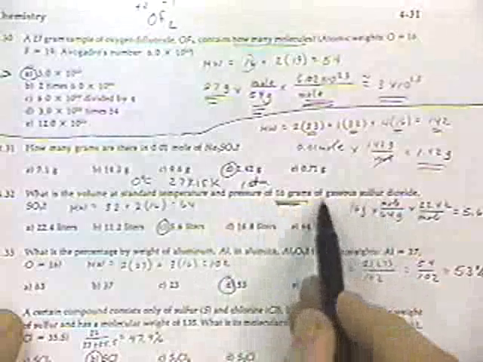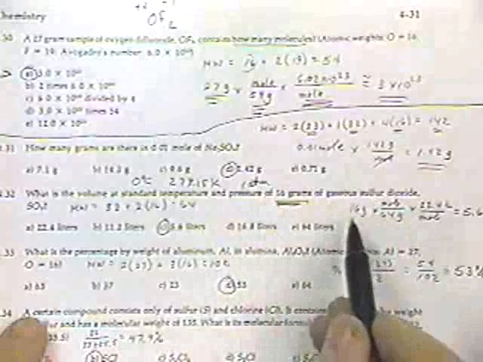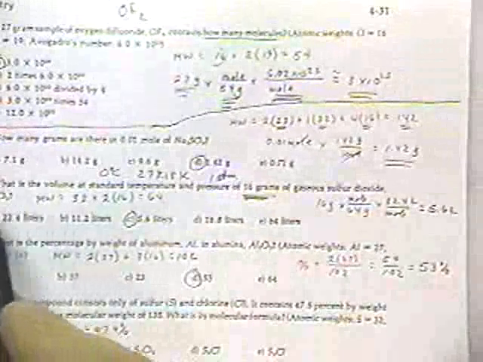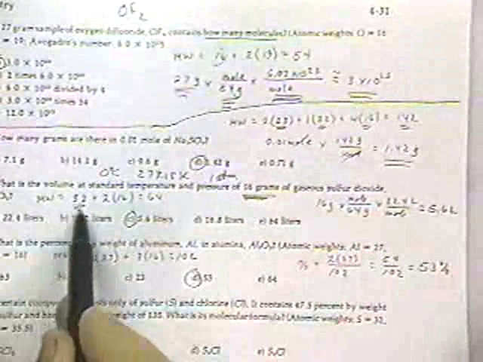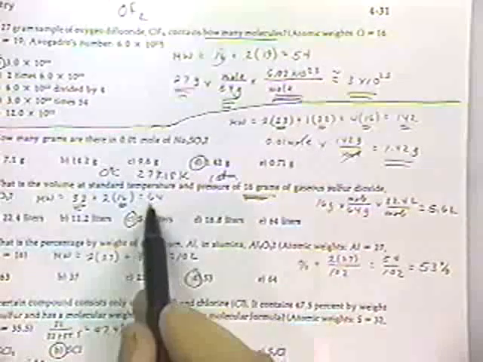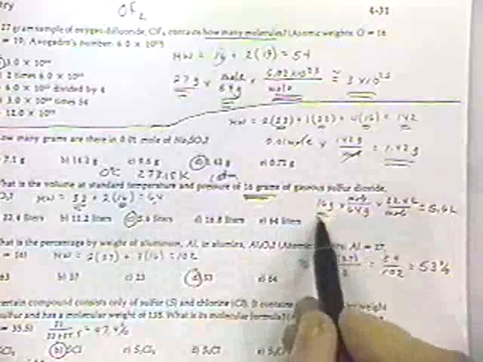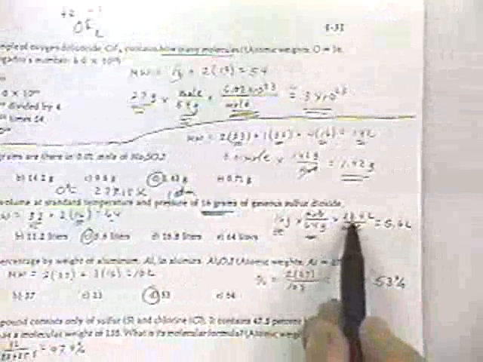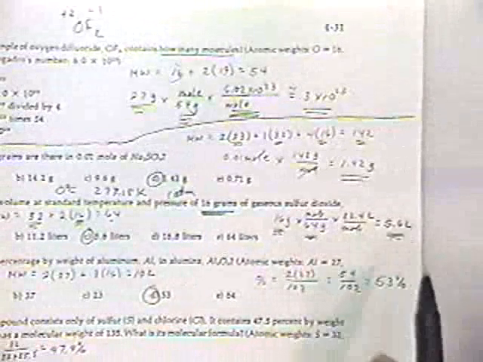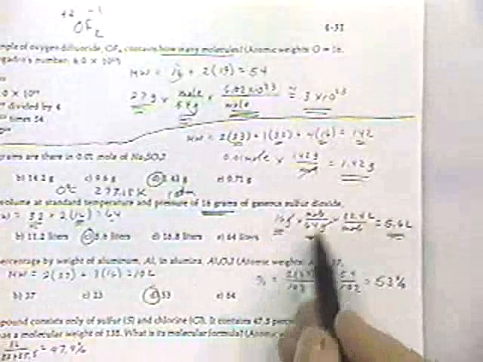And we've got 16 grams of gaseous sulfur dioxide, so what's the volume? Okay, well, the molecular weight of SO2, sulfur is 32 and oxygen is 16, so the molecular weight is 64. So we've got 16 grams, and there's 64 grams in a mole, and at STP, standard temperature and pressure, there's 22.4 liters in a mole, so that means we have 5.6 liters. And you can just cancel out your units and make sure you get the right answer.